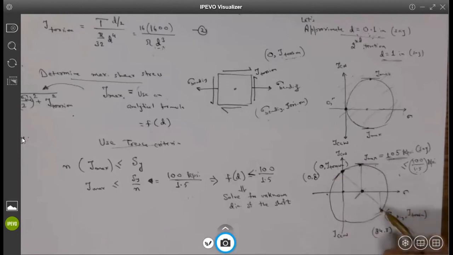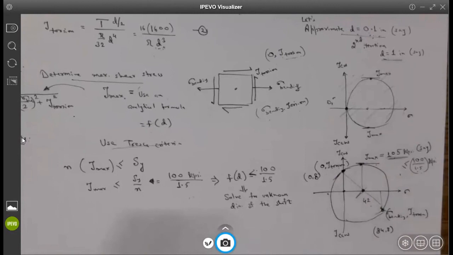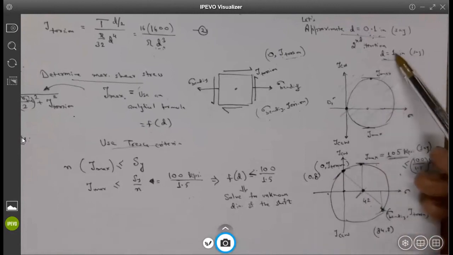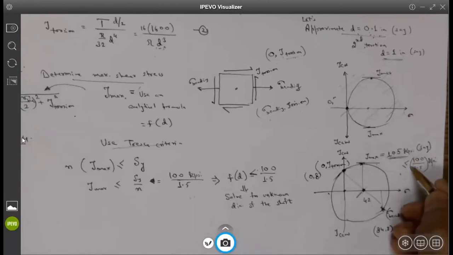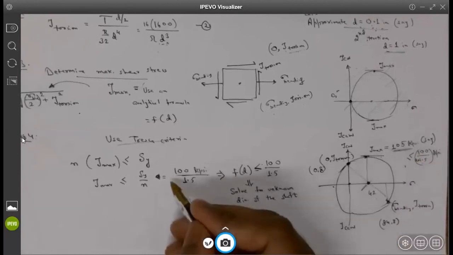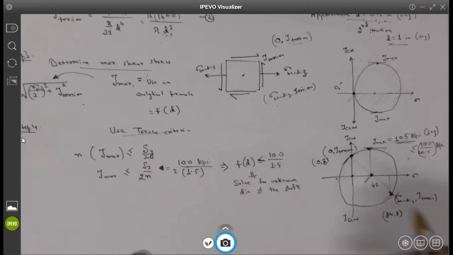Isn't it? And it is coming out to be, if I'm not wrong, 42, half of this, right? Yes, probably. So tau max is 42, and it has to be less than 100 divided by 1.5. If it is less than that, that means d equals 1 inch is a good choice. If it is much less, then you can increase or decrease it slightly and see whether you can reach this number, 100 divided by 1.5. Actually, 100 divided by 2 times 1.5, because the yield strength has to be divided by 2. So it is Sy by 2N. Yeah, that's a correction.